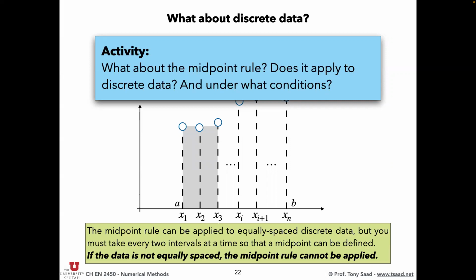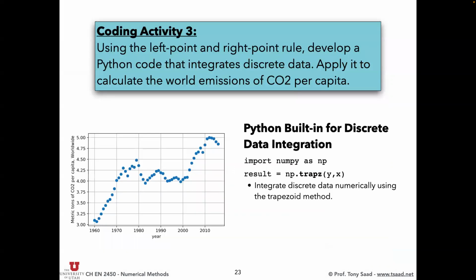Now we're going to learn about much better rules. You don't have to worry about the midpoint rule anymore. So now we're going to take this CO2 data. Now we're equipped with a bunch of rules to be able to evaluate discrete data. And the idea is to use the left point and right point rule. We're not going to do the midpoint because the logic is going to be a nightmare to try to skip over every other point and find the midpoint. We're not going to do that. We're just going to apply the left point rule and the right point rule.